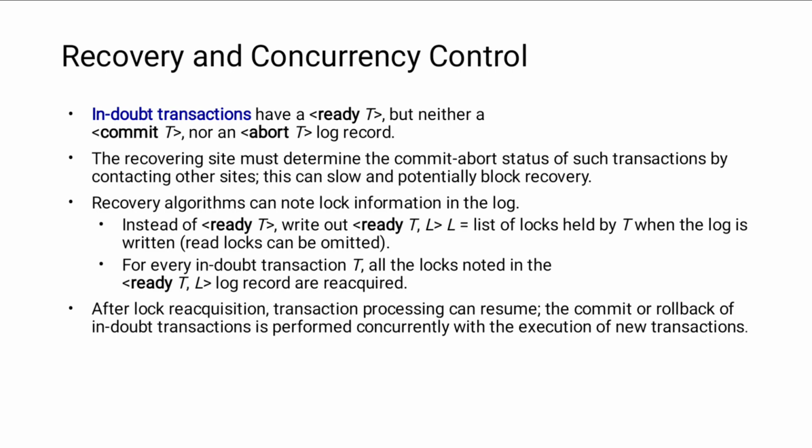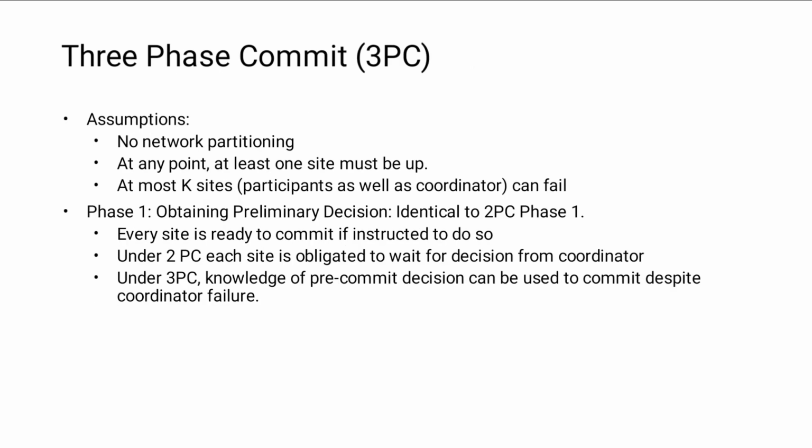Instead of ready T, write out ready T comma L, where L is the list of locks held by T when the log is written. For every in-doubt transaction T, all the locks noted in the ready T comma L log record are reacquired. After lock reacquisition, transaction processing can resume. The commit or rollback of in-doubt transactions is performed concurrently with the execution of new transactions. According to the transactions done by that particular operation, we can decide whether it can commit or abort. Next, we are going to see the three-phase protocol.